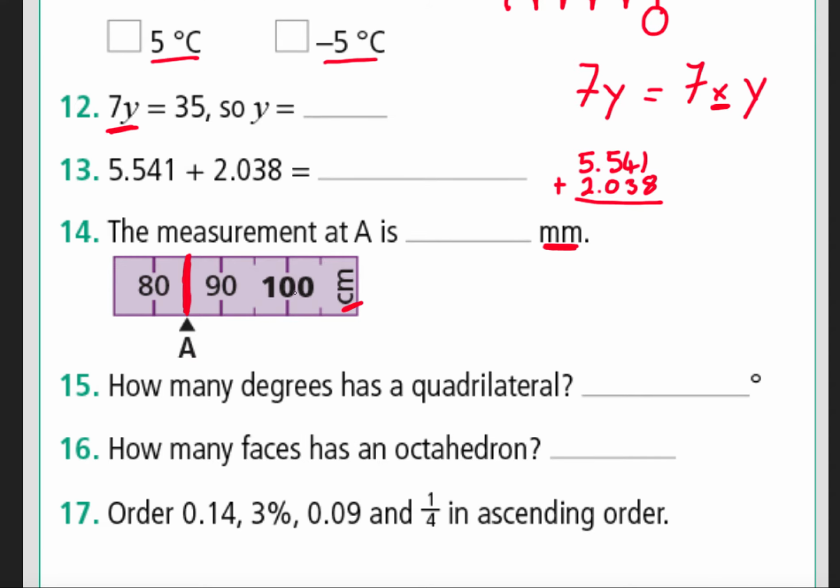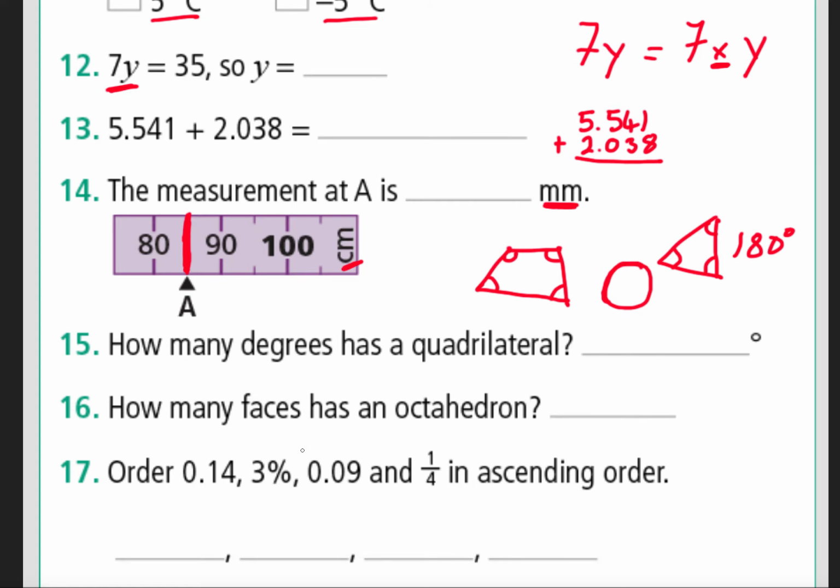Question 15, how many degrees has a quadrilateral? We know that a triangle has 3 angles and they always add up to 180 degrees. Now, any shape that you draw that has 4 sides is called a quadrilateral, and the angles in a quadrilateral always add up to, I'll give you a clue, it's the same number that there is if you do a full rotation of a circle. How many degrees are there in a full circle? It's the same answer for how many degrees there are in a quadrilateral.